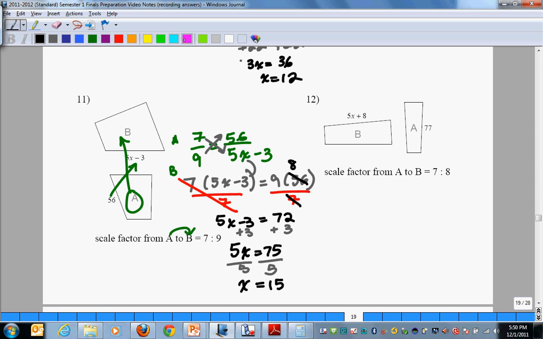Let's do our check. We bring 15 over here. 5 times 15 is going to be 75 minus 3. This is 72. So let's check our work. 56 to 72. 8 goes into 56 7 times. 8 goes into 72 9 times. So there's your check. It does work out to be a 7 to 9 ratio. So in number 11, x is 15.